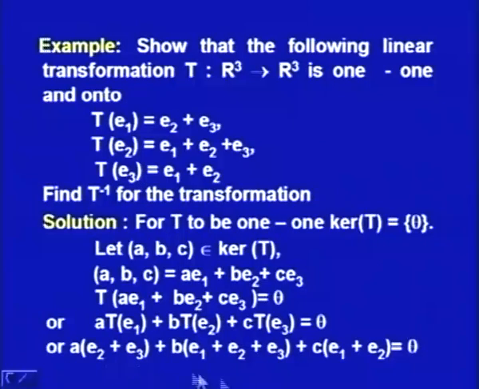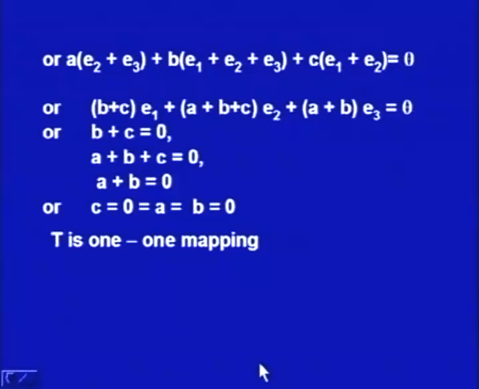So, we simplify this and collect different terms. We will have (B + C)E1 + (A + B + C)E2 + (A + B)E3 = θ. So, we have collected different terms. E1 is coming from B as well as from C, E2 is from A, B and C. Similarly, E3 is A plus B. So, we will have this expression and this is a vector expression.